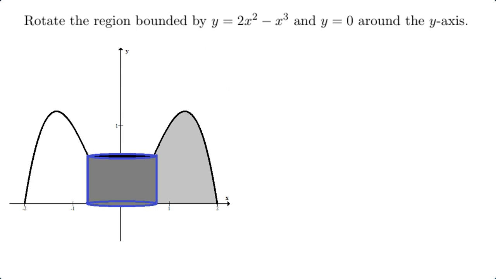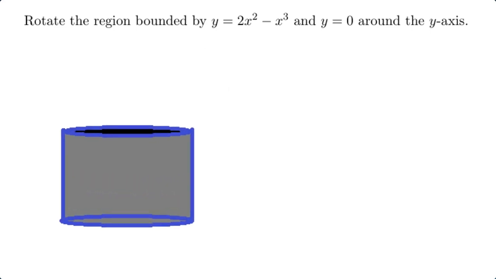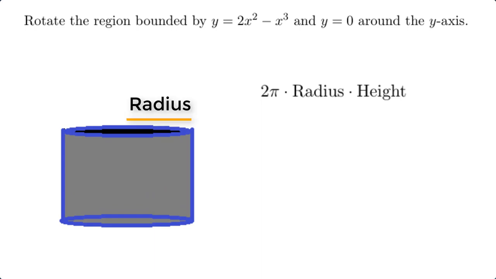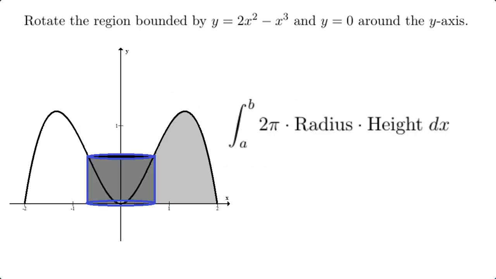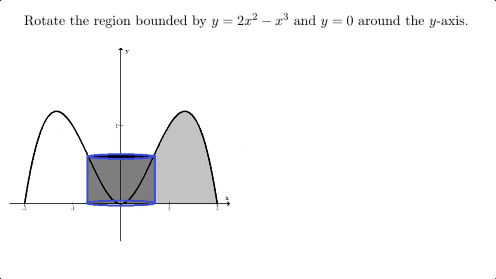The volume of the solid will be the sum of the surface area of these cylinders. Now the formula for the surface area of a cylinder is 2 pi times the radius times the height. Now this gives us the volume of the solid as the integral from a to b of 2 pi times the radius times the height. Now our job is to determine the expression for the radius and the height.